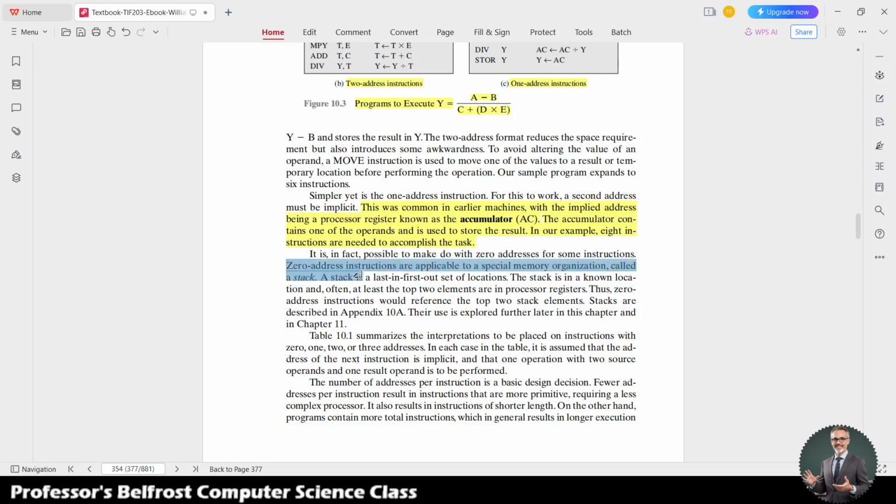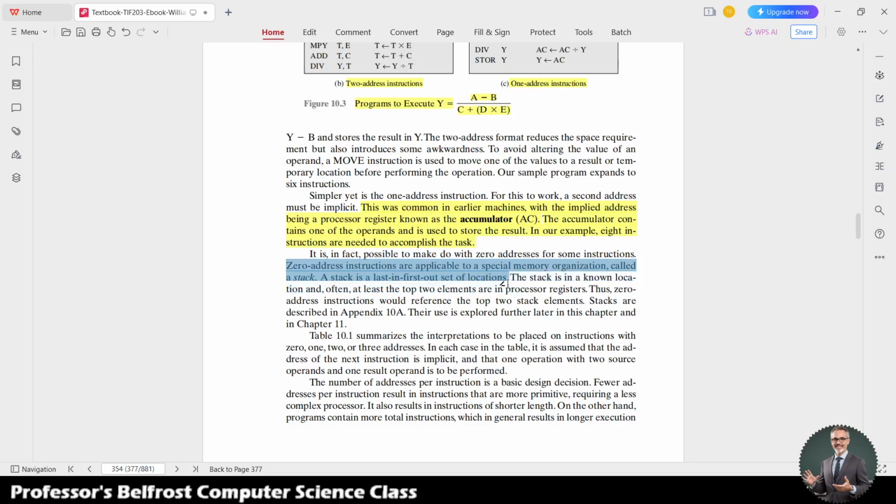Okay, zero address instruction is applicable to a special memory organization called a stack. So stack is a LIFO. We enter a new discussion. Okay, we have LIFO, FIFO, something like that. We'll discuss it later. Okay, so last in, first out.